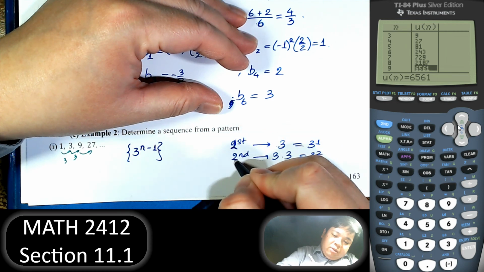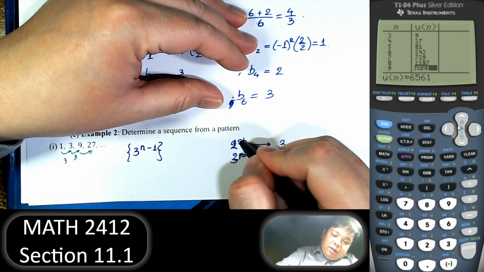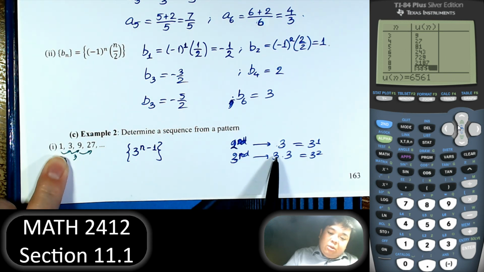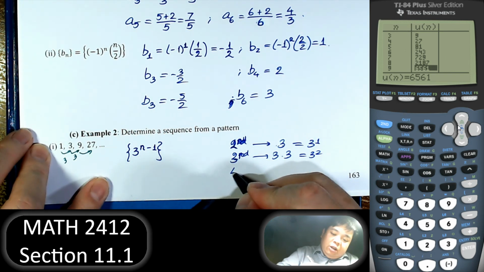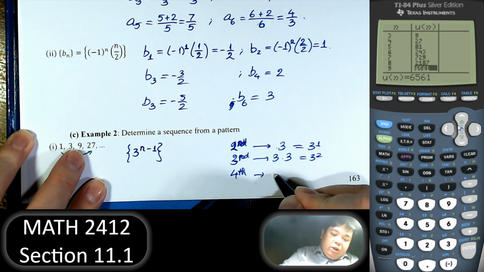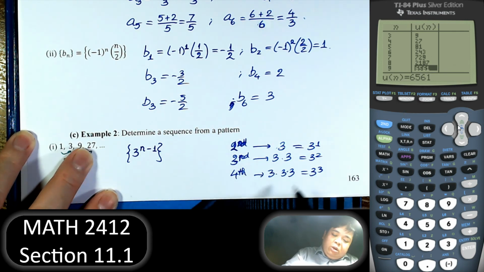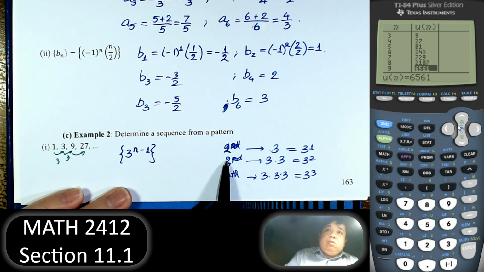The third term, the second term we have 1, 3. The third term we have 2, 3. The fourth term we have 3 times 3 times 3, 3 cubed. As you see, the number of terms, the n, is 1 more than the power itself. So that's why I subtract 1 there.